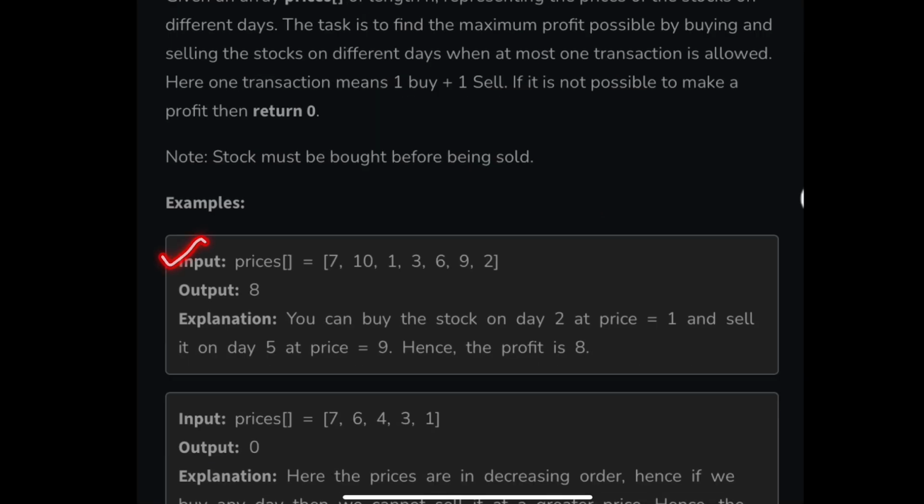So in example 1, the prices array given is 7, 10, 1, 3, 6, 9, 2, and the maximum profit is 8. Now let's see what the explanation says. You can buy the stock on day 2 at price 1 and sell it on day 5 at price 9. Hence the maximum profit is 8. That is, we have bought the stock here and we are selling it here. So the difference between them, which is 9 minus 1 equals 8, is our actual maximum profit.